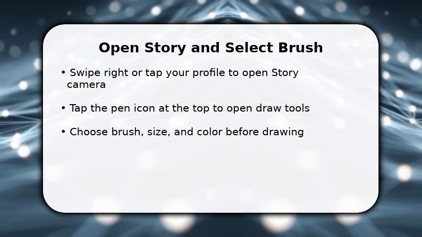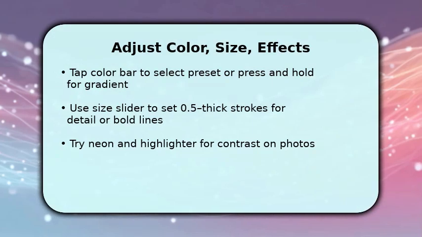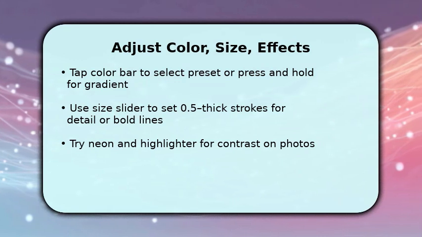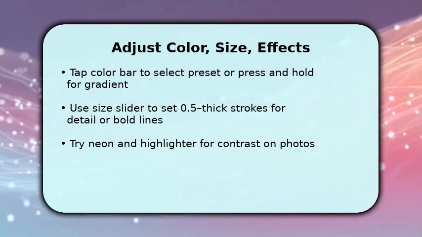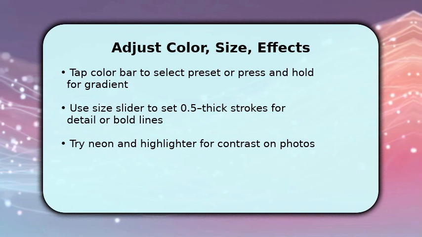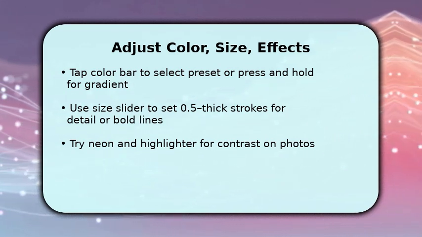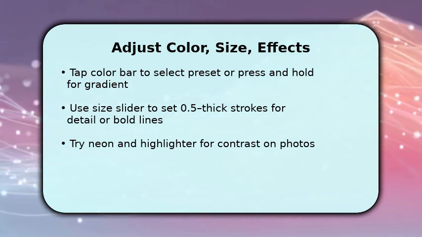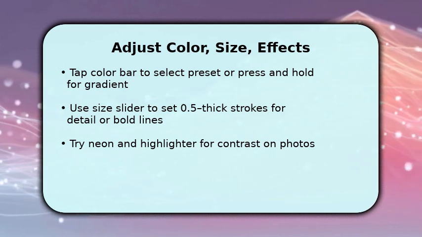Next, you refine how your drawing looks. Tap the color bar to pick a preset or press and hold to open the full color picker and create gradients. Once selected, use the size slider to set anything from a 0.5 fine line for details to a thick stroke for bold annotations.